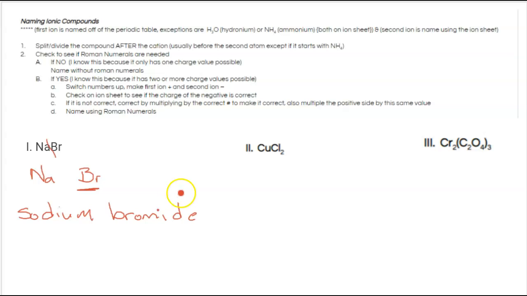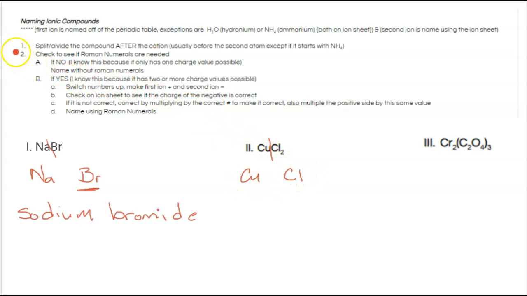So let's take a look at another example. So we've got CuCl2. So I'm going to do the same thing we did before. I'm going to divide it after my cation, which is my metal. And then I've got Cu and I've got Cl. I'm not really going to worry about the 2 for right now. I just want to look at the names of my ions.